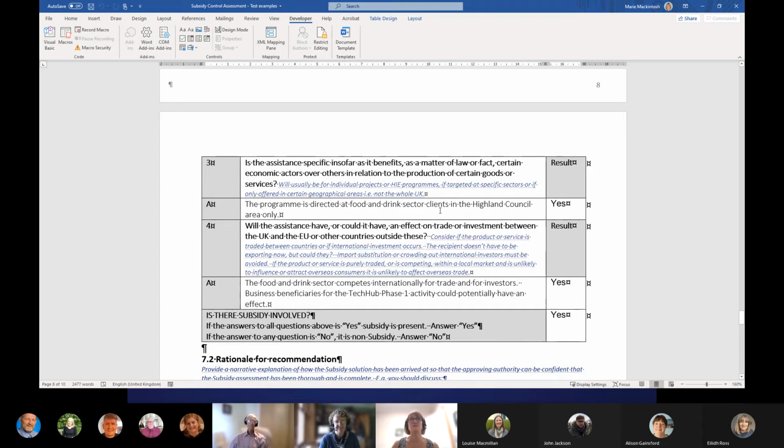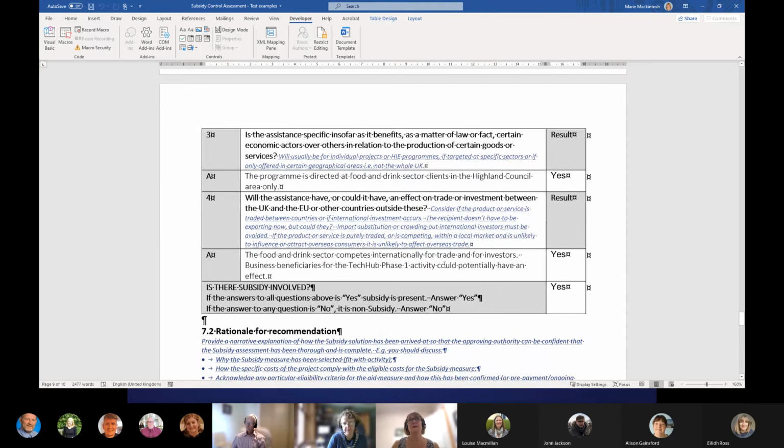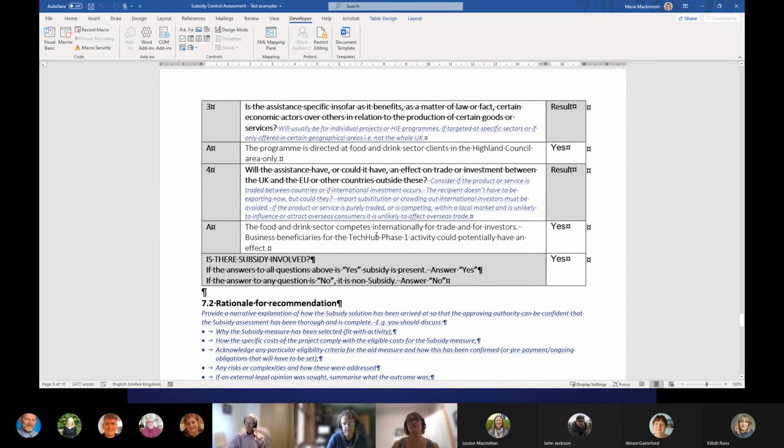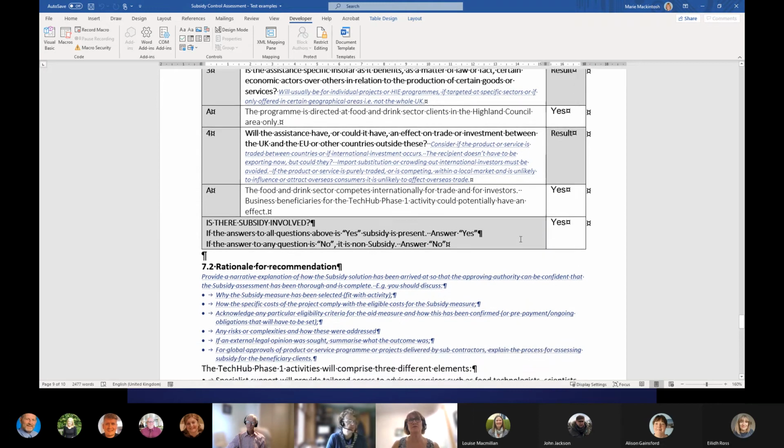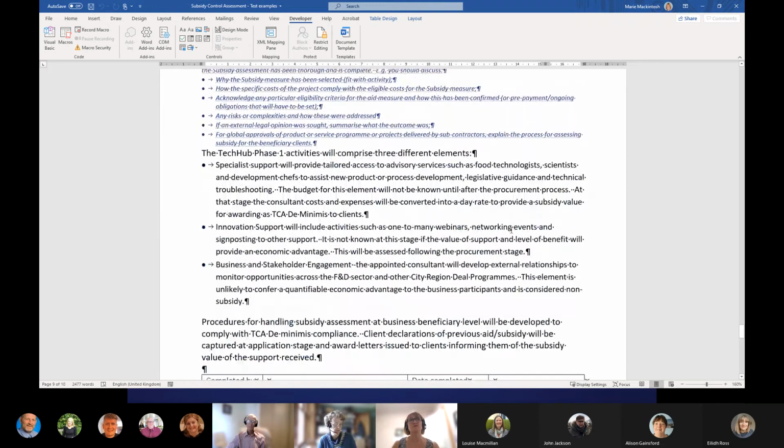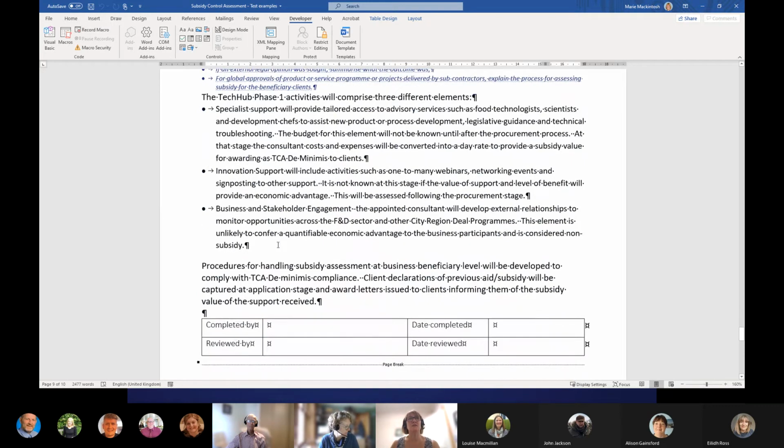It's specific because it's only food and drink sector clients in the Highland Council area, and because food and drink sector companies are competing internationally, then we would assume that part of it. And then she's gone on further to explain the different elements, and importantly here that procedures for handling the subsidy assessment will be developed to comply with the TCA.